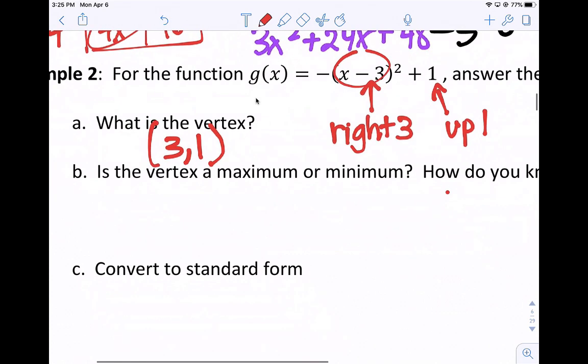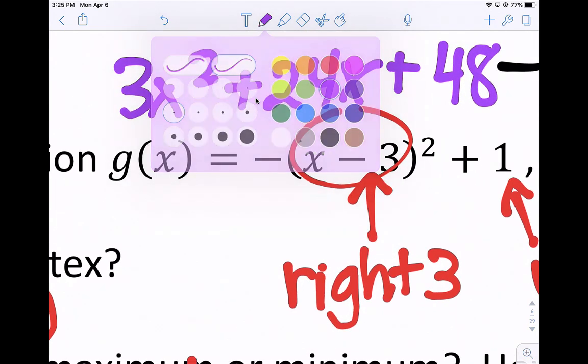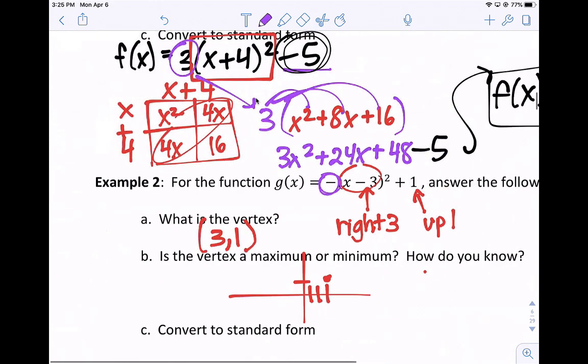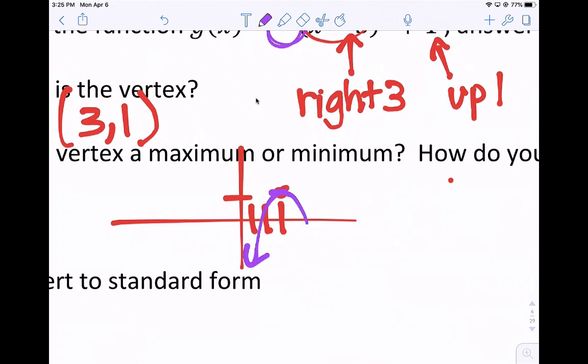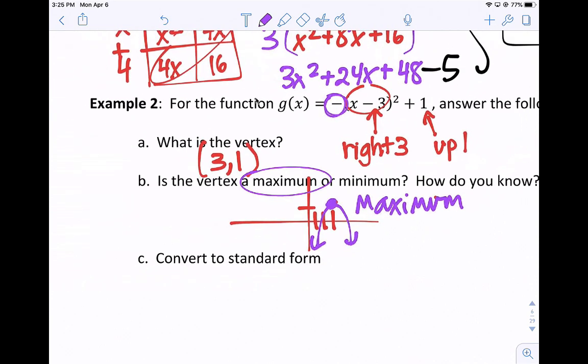Next, is the vertex a min or a max? So if we were to graph this, at 3, 1, here's the vertex. Look at the A value. The A value is the first thing in vertex form, and it's -1. And so we know that that would be upside down, or a frowny face, which makes this vertex a maximum because it's the highest point on the graph. So a maximum because it's a frowny face graph.